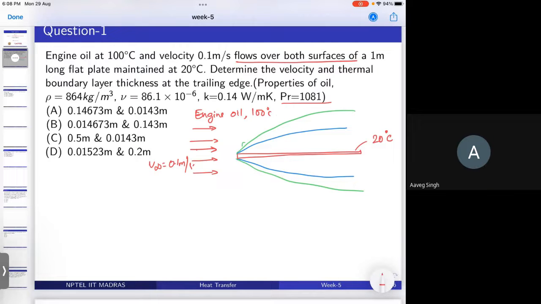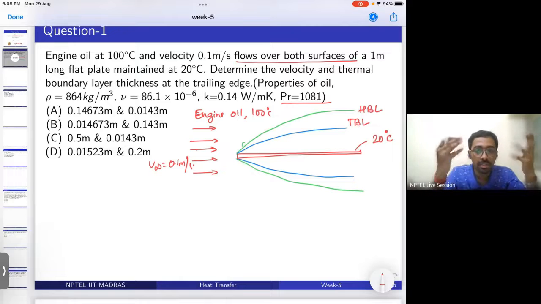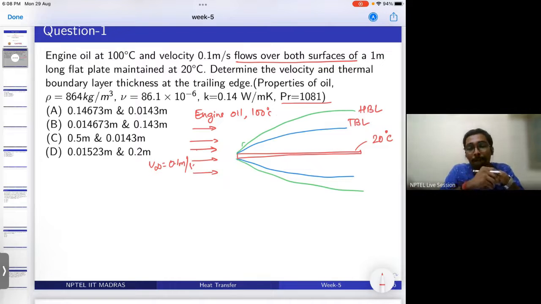The hydrodynamic boundary layer will grow faster, sir. Yeah, so the green will be the hydrodynamic boundary layer, and this will be the thermal boundary layer. I already mentioned in the last class, engine oil, a highly viscous oil, as an example for this case. So for Prandtl number equal to 1, what will be the situation? Which one will be higher? Both equal, sir. Yeah, so the hydrodynamic and the thermal boundary layers will be the same.